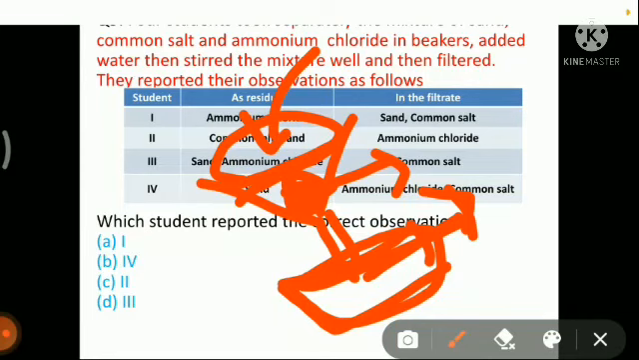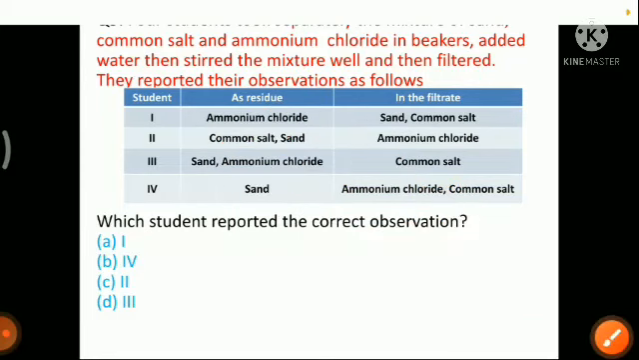Okay, so what is residue? Residue is the substance which is left behind when we do filtration. And what is filtrate? Filtrate is what we get in the liquid form. So filtrate will always be present as a liquid, and residue will be present as a solid in the filtering device.